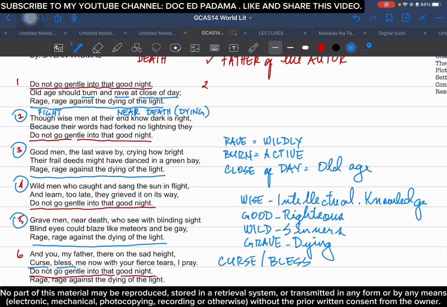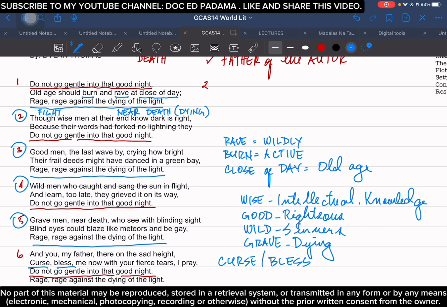So this is the way of the author saying that he is trying to talk to his father kahit na alam niyang patay na yung tatay niya. "Curse, bless me now with your tears, I pray." He is fervently praying na sana makapagsalita pa yung tatay niya.